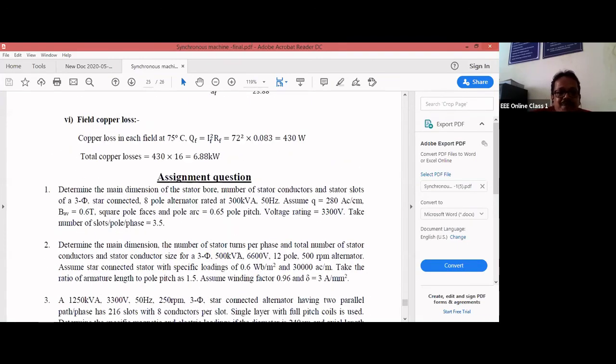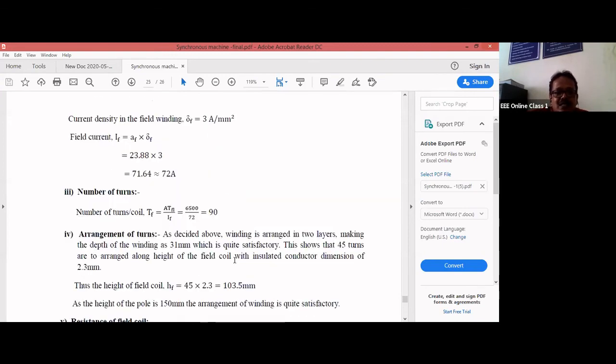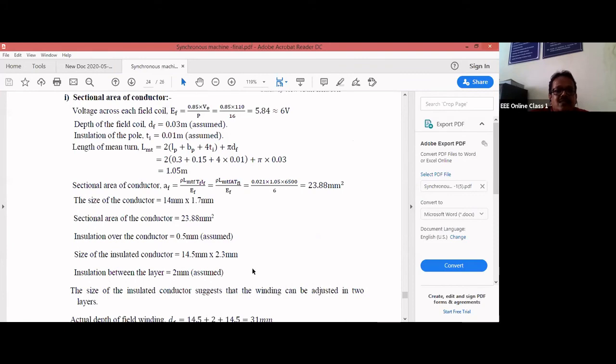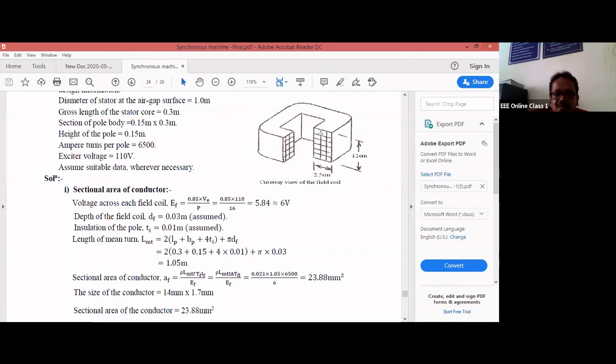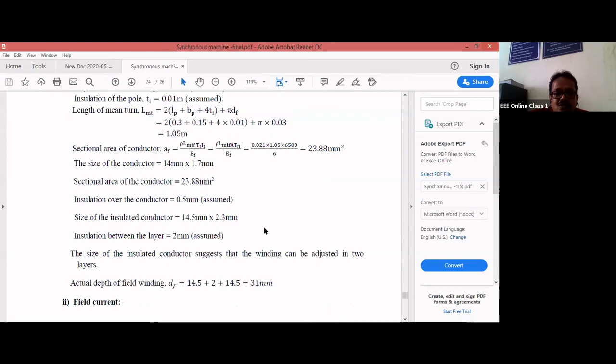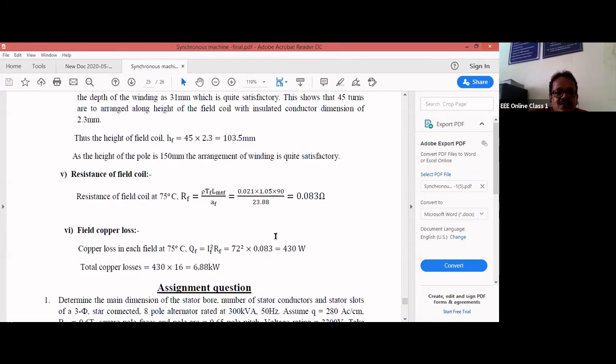Double layer winding. Okay. So this shows that 45 turns are arranged along the height of the field coil with insulated conductor dimension of 2.3 mm. So the height of the field coil will be what? 45 into 2.3. So you know that here what you got? TF. So number of turns is 45, multiplied by the height. Height will be what? 2.3. So 45 into 2.3. That will give your HF, number of turns into height.